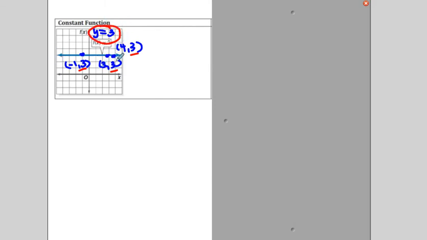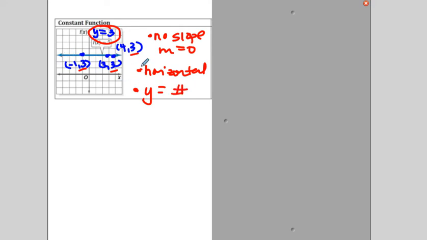If I have a horizontal function, one thing to take note of is there's no slope. If I have no slope, it really means m is equal to 0, right? We're not rising, we're not running. Like I said, it's horizontal. And whenever you have a horizontal line, it's always y equals whatever the number is, whatever the y value is for that. So there's our constant function.